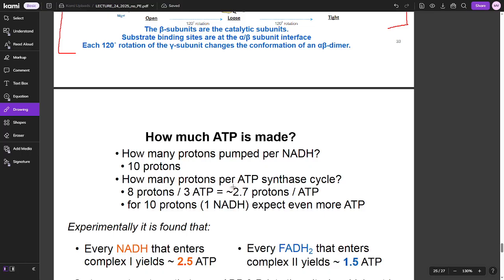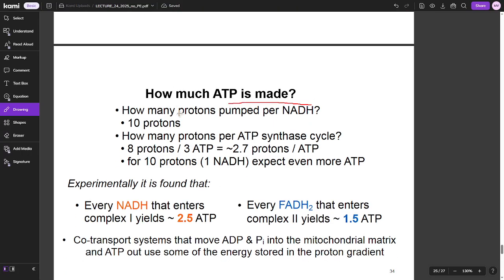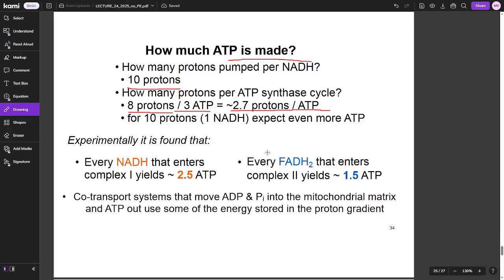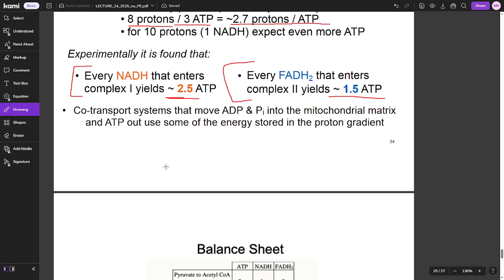If we're trying to think about how much ATP is made, we think about how many protons are pumped per NADH, which is 10 protons, and how many protons per ATP synthase cycle. There are 8 protons, which generates 3 ATP. That's about 2.7 protons per ATP. So for 10 protons, we would expect a little bit more ATP. But when we actually did the experiments, we found that every NADH yields 2.5, and every FADH2 yields 1.5.